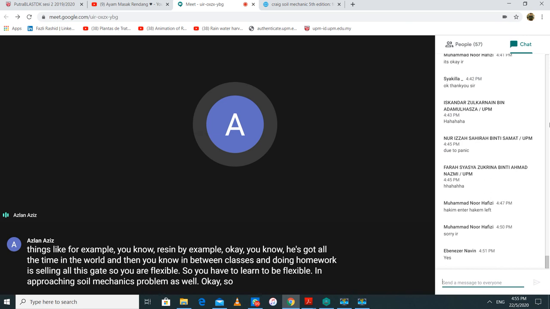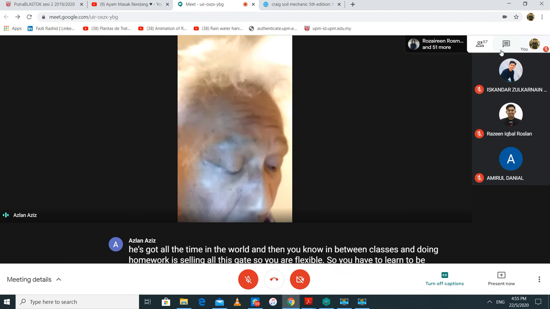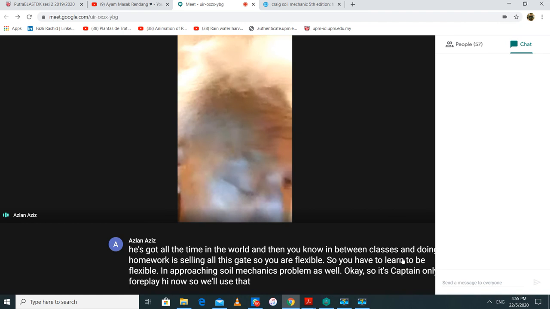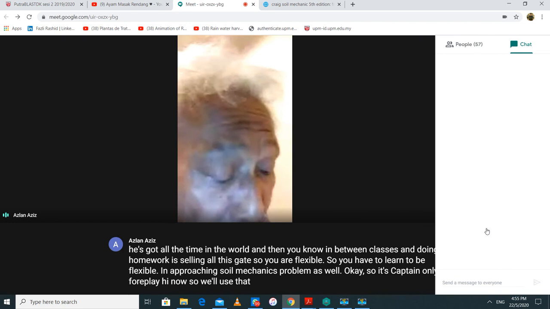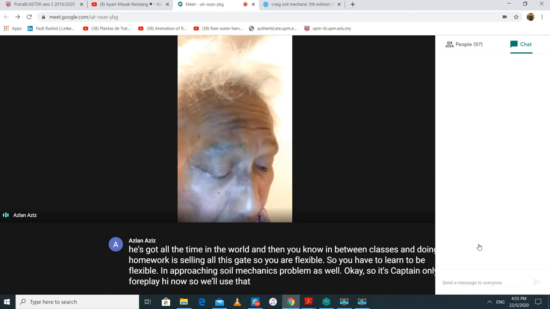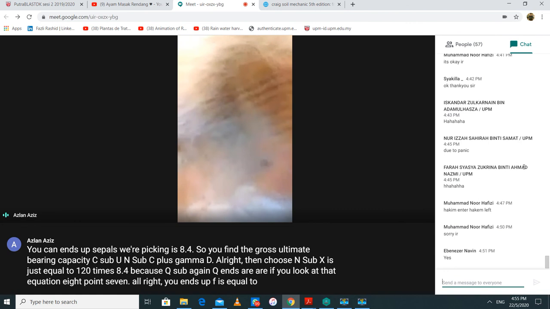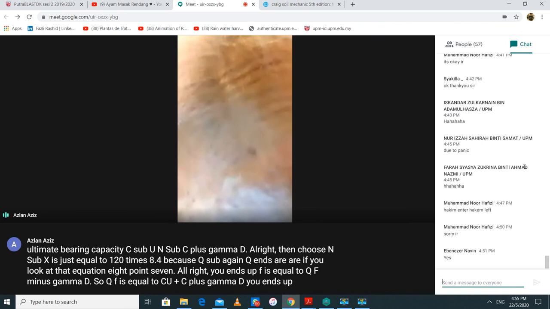Skempton is only for clay. So you use that equation, and you get N sub C for a square footing is 8.4. So you find the gross ultimate bearing capacity, Q sub F equals C sub U N sub C plus gamma D. Q net, Q sub N F, looking at equation 8.7, is equal to Q f minus gamma D. So Q f is equal to C U N C plus gamma D, and Q N F is equal to C U N C plus gamma D minus gamma D. So it becomes C U N C.